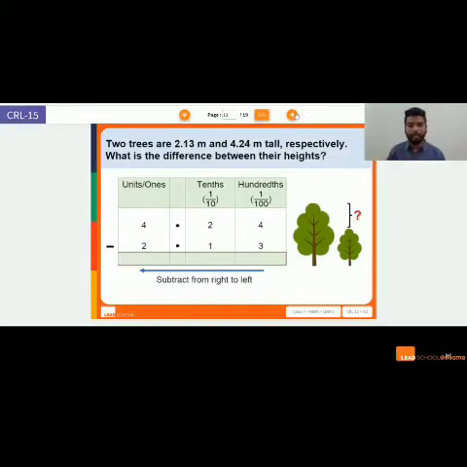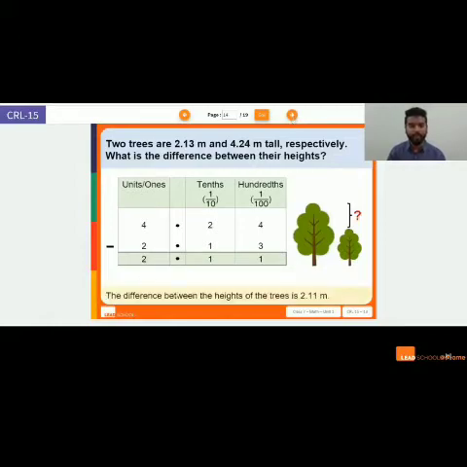All right, let us see. So it's a straightforward answer. 4 hundredths minus 3 hundredths is 1 hundredth. 2 tenths minus 1 tenth is 1 tenth. 4 minus 2 is 2. So that is 2.11 meters. Correct? The difference between the heights of the trees is 2.11 meters.